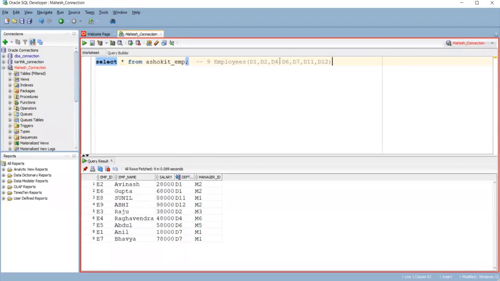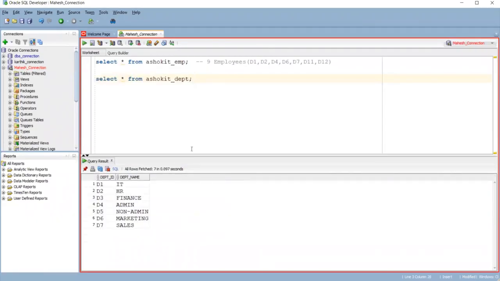Am I correct or not, sir? Come on, guys. Select star from Ashok IT underscore department, sir. So how many departments are there here? 7 departments: D1, D2, D3, D4, D5, D6, and D7. That's all. Right, sir?